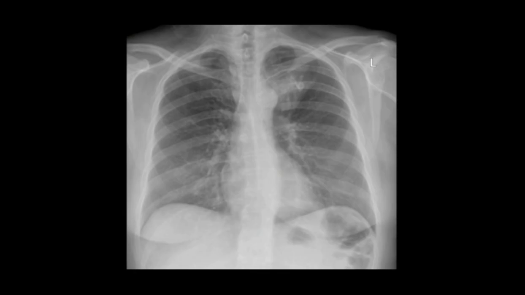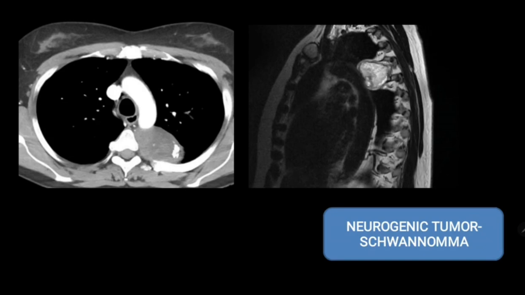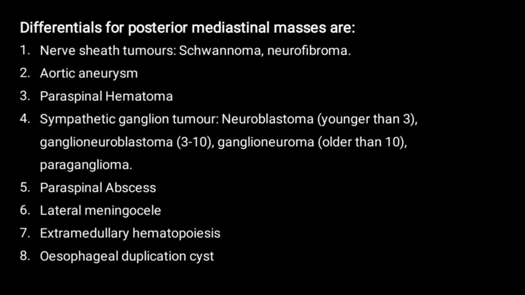So here we can see that the right paravertebral line is clearly seen, but we are not able to see the left paravertebral line. So there is a hidden mass along the left paravertebral region, so it's a posterior mediastinal lesion. And on CT, it was a lesion which is in close contact with the neural foramina, and it came out to be a neurogenic tumor, schwannoma.